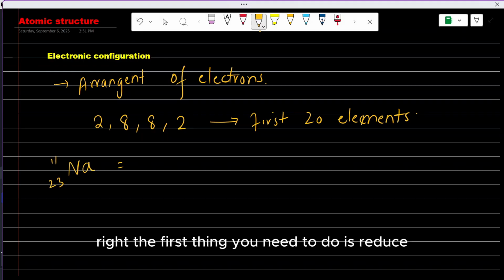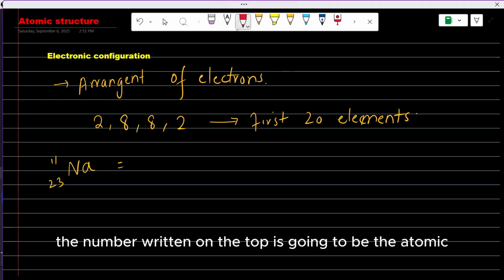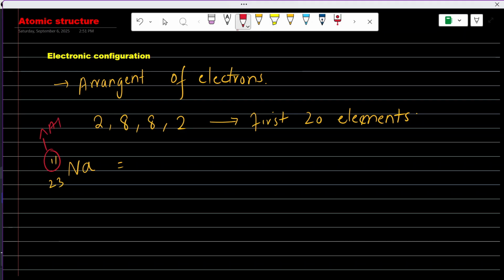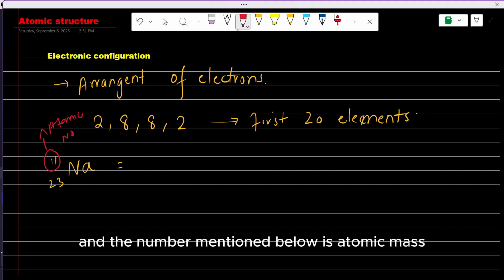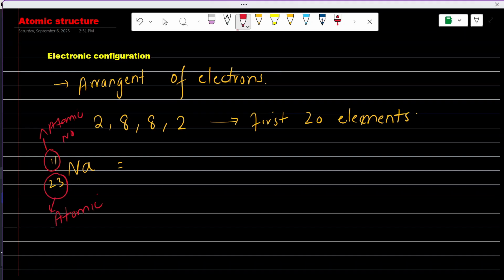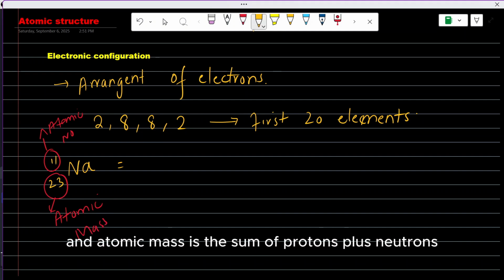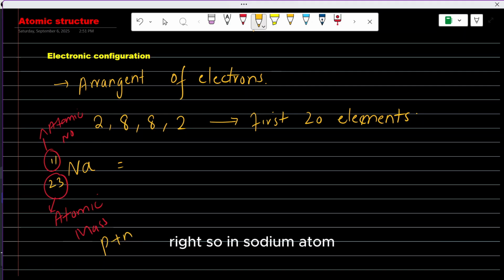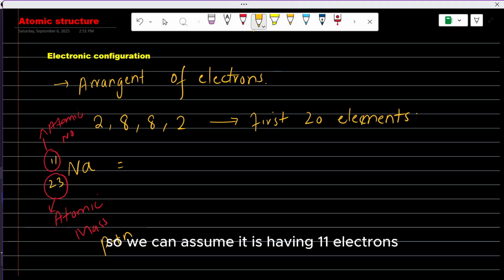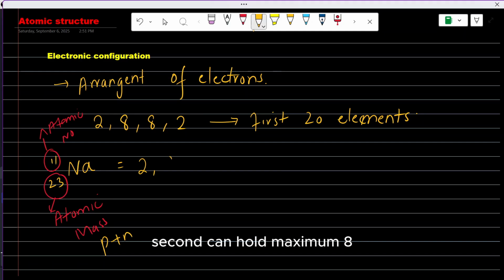Right, the first thing you need to do is reduce the number of electrons. The number written on the top is going to be the atomic number, and the number mentioned below is the atomic mass. Right, and we know that atomic number is the number of protons and atomic mass is the sum of protons plus neutrons. Right, so in a sodium atom, the number of protons and electrons is equal because it is not having any kind of charge, so we can assume it is having 11 electrons. So the first shell can hold a maximum of 2, the second can hold a maximum of 8, and the last can hold a maximum of 1 electron.